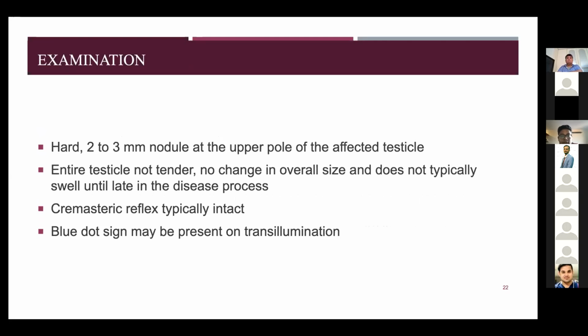So on examination, a hard 2 to 3 millimeter nodule at the upper pole of the affected testicle may be noted. The entire testicle is usually not tender, and there might not be any overall change in size, and it does not typically swell until late in the disease process. The cremasteric reflex, as we discussed earlier, is typically intact, and a blue dot sign may be present on transillumination.